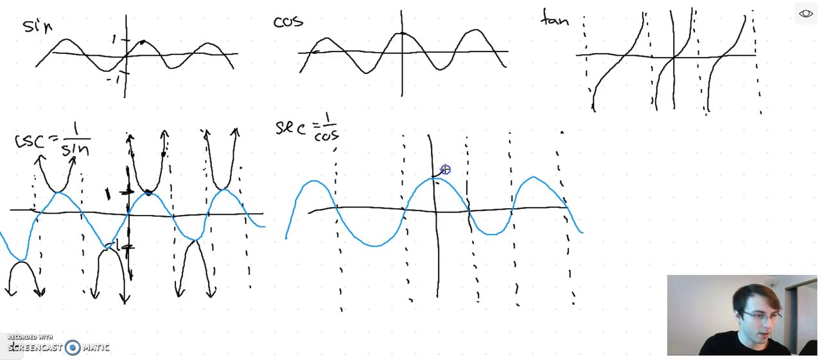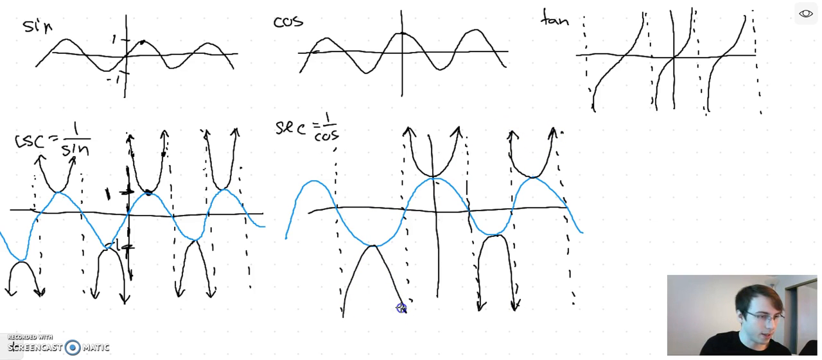So this swoop is going up like that. This swoop is going down like that. And this swoop is going up, down, yeah, so this is what secant looks like. So for sine and cosine, you can just get the graphs of cosecant and secant by just looking at the graphs of sine and cosine. That'll tell you where to put your swoops.